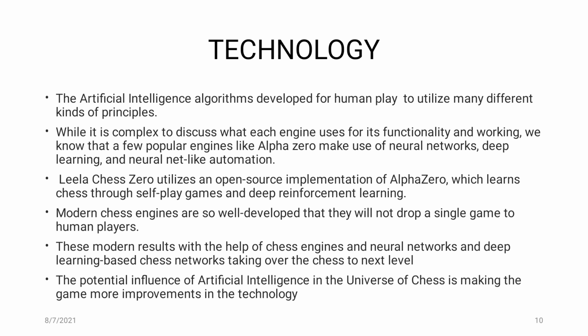Modern chess engines are so well developed that they will not drop a single game to a human player. These engines have been designed in such a way that humans cannot defeat them, and only engines developed by other companies can beat those engines. These modern results, with the help of chess engines, neural networks and deep learning based chess networks, are taking chess to the next level.